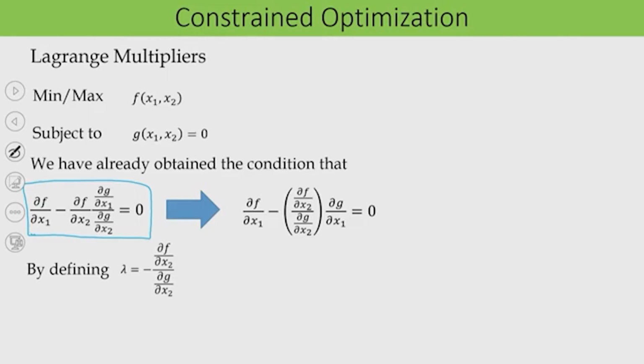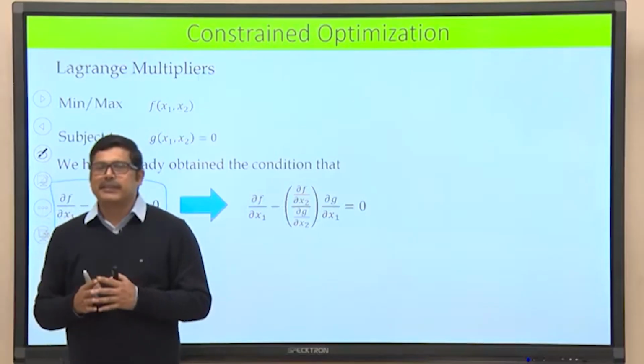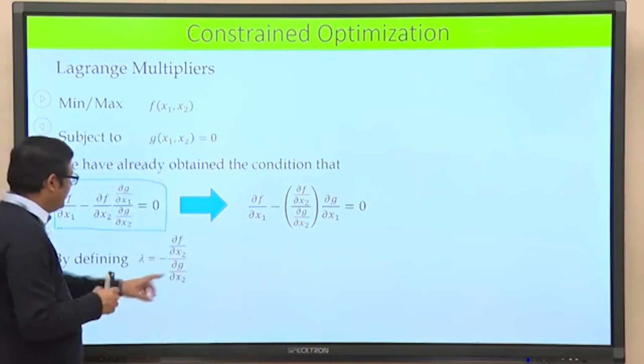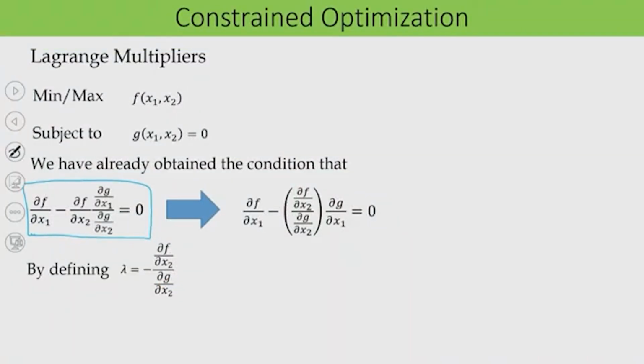Okay, so what does it mean? What is del g by del x? Del g by del x is basically the change in the constraint function. So the gradient of your constraint function influences the gradient of the objective function with respect to a particular variable. So I can write that this is lambda, which is equal to minus del f by del x2 divided by del g by del x2.